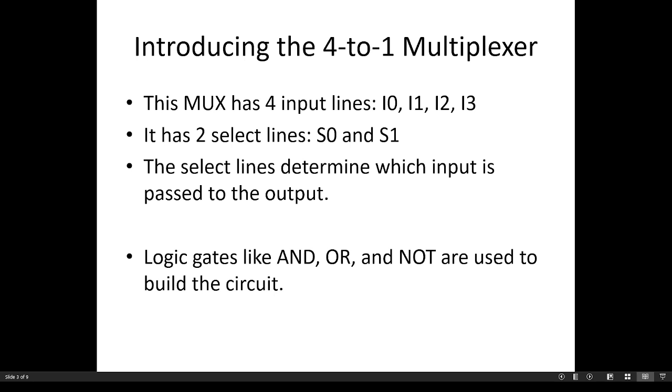Introducing the 4 to 1 multiplexer, which we'll be covering in this presentation. This MUX has four input lines: I0, I1, I2, I3. It has two select lines, S0 and S1. The select lines determine which input is passed to the output. Logic gates like AND, OR, and NOT are used to build the circuit.